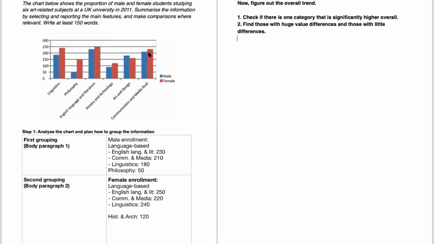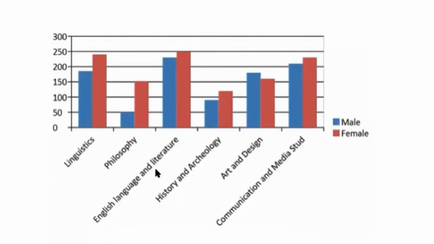First, we're going to check if there is one category that is significantly higher overall, and significantly is a very important word here. And two, we're going to find those with huge value differences, and again, those with little value differences. Now let's take a closer look at our chart, and let's approach the first option. So we have to check to see if there's one category that is significantly higher overall.